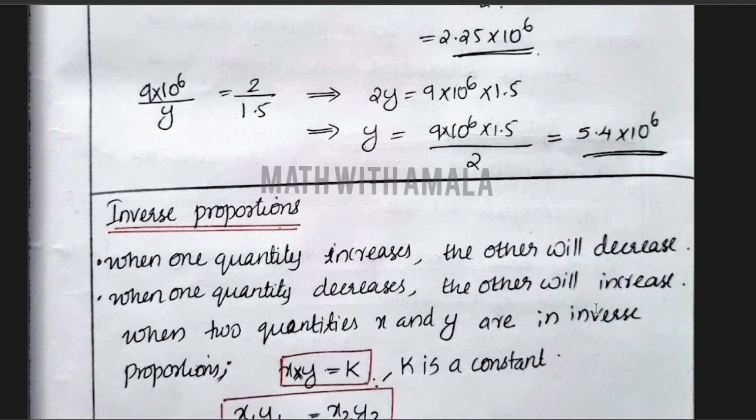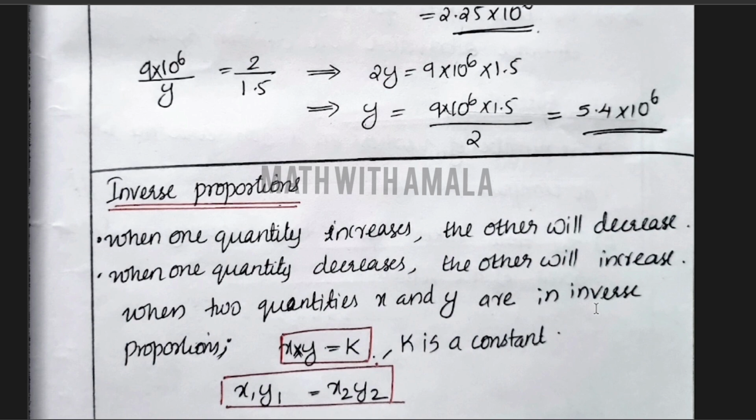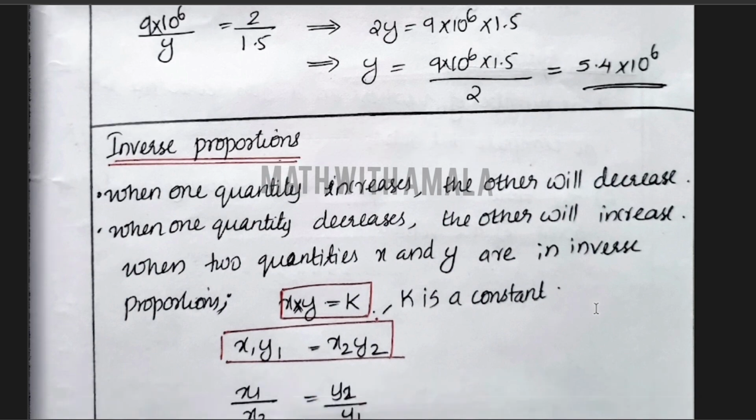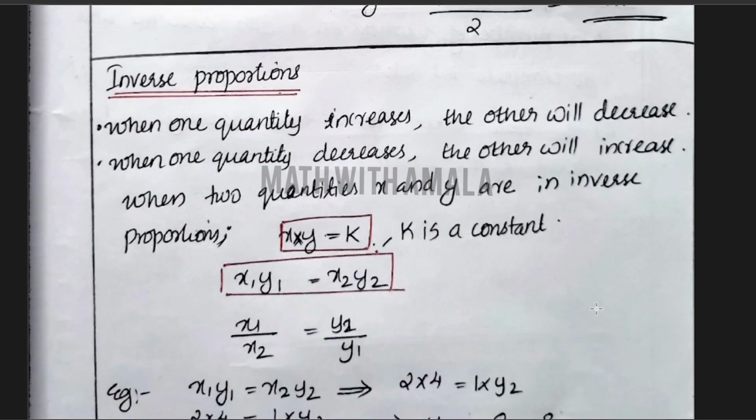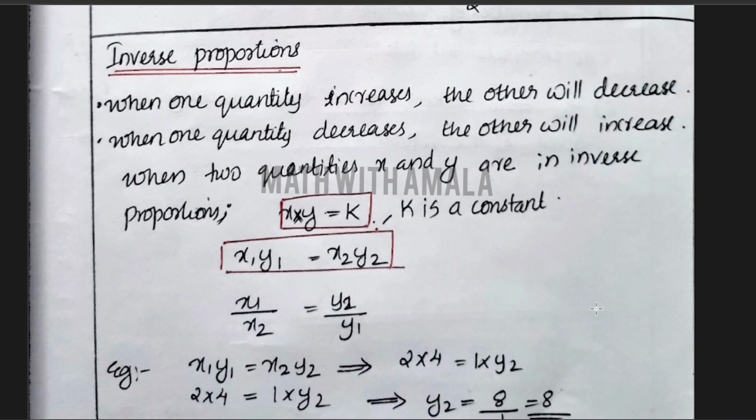Now let's move to the inverse proportions. This is the opposite of direct proportion. That means when one quantity increases, the other will be decreasing. That means when one quantity decreases, the other will increase. That is vice versa. This can be represented with the two variables x and y. When they are in inverse proportion, it is xy equal to k, where k is a constant.